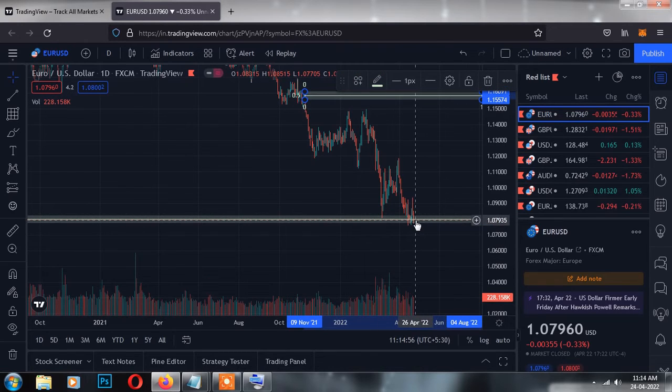So after this demand zone here, it may probably come back to this supply zone and then go down again. So this is how the market works. This is how the institutional traders or the big traders look into the market.